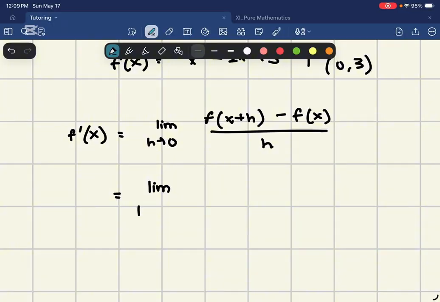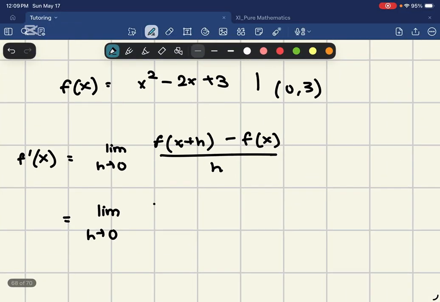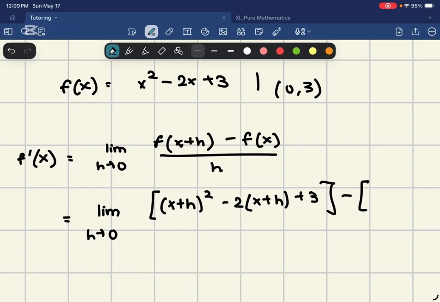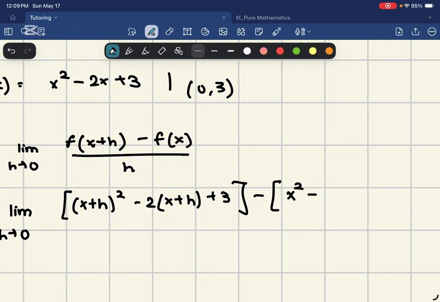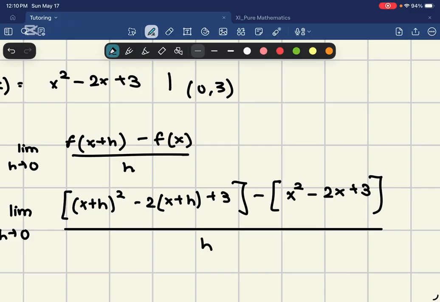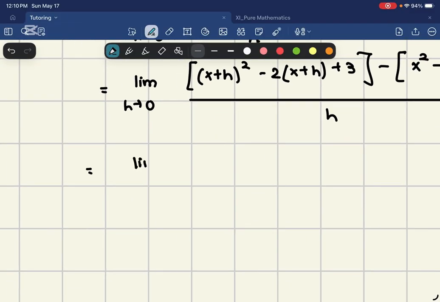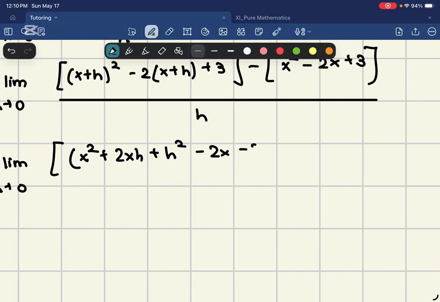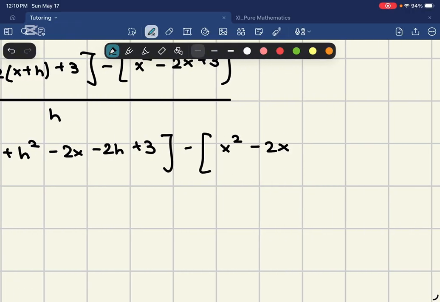It's the limit as h tends to 0. Now f of x plus h is basically going to be x plus h squared minus 2 times x plus h plus 3, minus x squared minus 2x plus 3, divided by h. If I expand the numerator out, I get x squared plus 2xh plus h squared minus 2x minus 2h plus 3 minus x squared minus 2x plus 3.